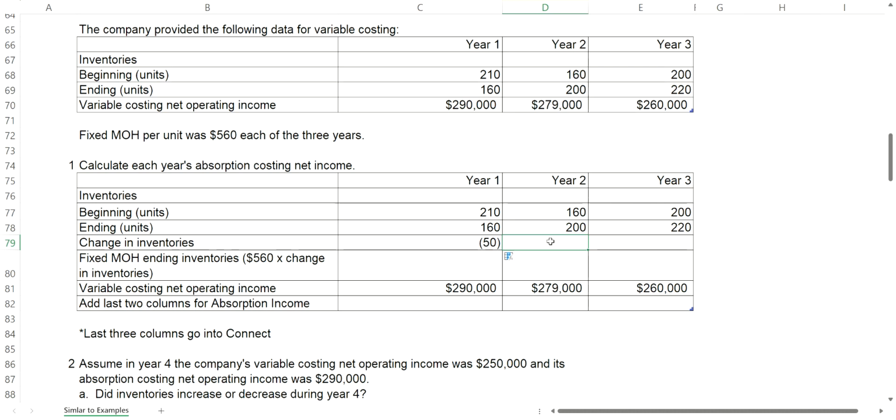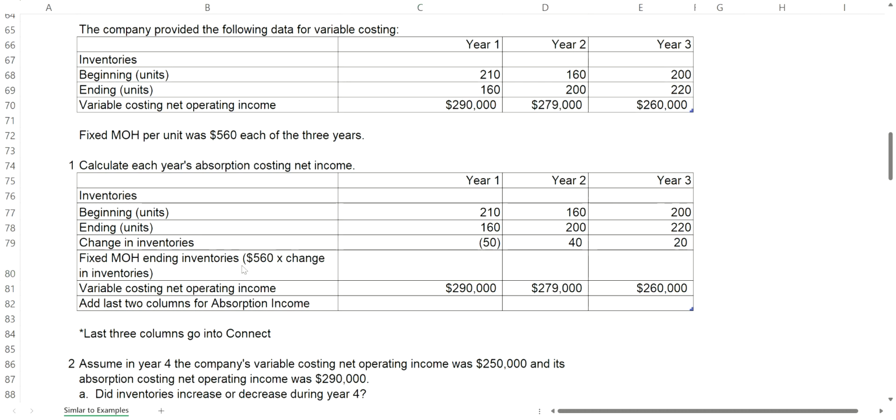Okay, year 2, you have 200 units in the ending. You had 160 units in the beginning. So since you have 200 at the end, 160 at the beginning, you now have 40 more units in inventory than you had at the beginning. For year 3, you had 220 units at the end of the year, 200 at the beginning. So at the end of the year, you have 20 units more than you did at the beginning of the year. So instead of putting it to complete income statement, we can compare it this way.